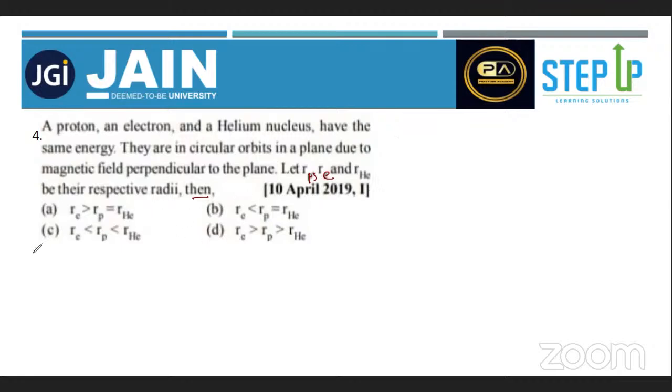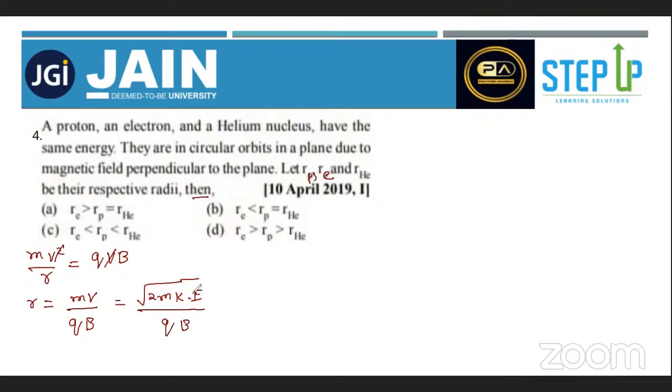So if it is moving in a circular orbit, mv²/r, that is the centripetal force, will be equal to qvB sin θ. Sin 90 is 1, so qvB, and v and v cancel. So I can write that r is equal to mv by qB. Now, in place of mv, we just saw that we can write it as root 2m times kinetic energy, upon qB.